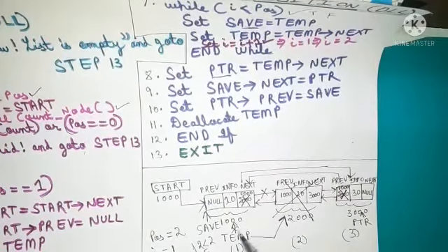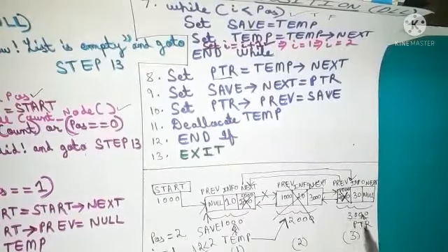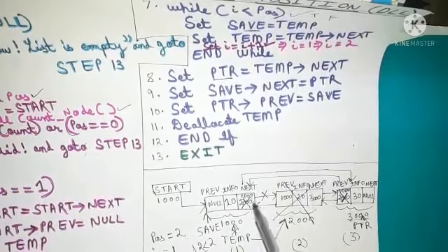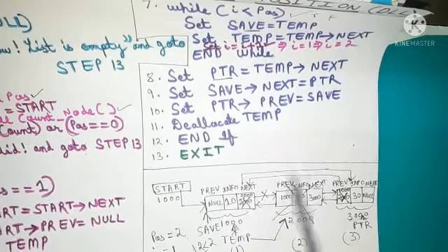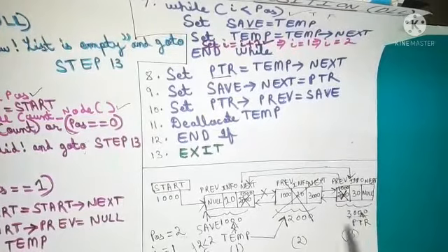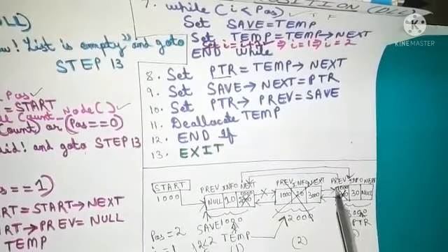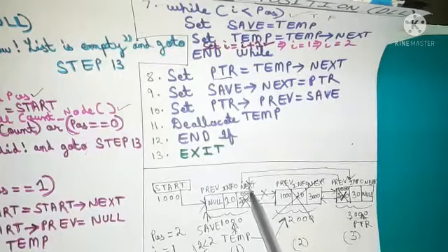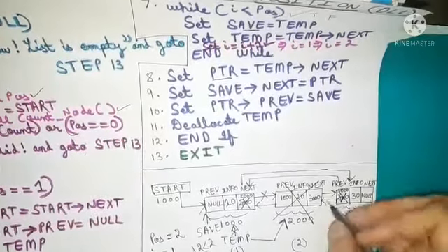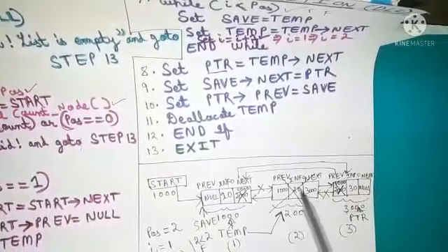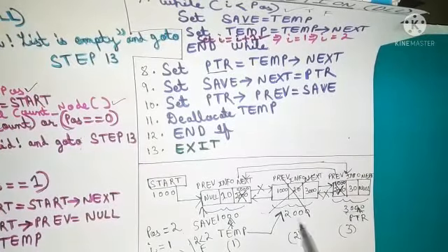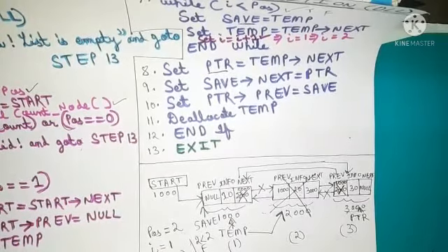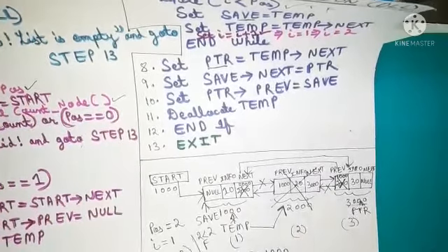Understood? So here ptr is 3000, ptr is temp next, then save next will store the address of ptr as 3000, it will point here. Then ptr pref is equal to save. Here it will store the address of our save, that is 1000, and point back to the node whose address is 1000. And now they have nothing to do with the node whose address is 2000, that is temp. So this temp will be deallocated, that is deleted. Okay, and then endif and then exit.